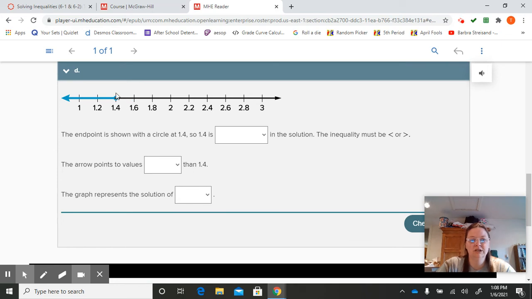This one we have an open dot at 1.4. So it is not included in the solution, and therefore we're using less than or greater than. Everything is highlighted to the left, which is everything less than 1.4. So we're looking at a less than 1.4.